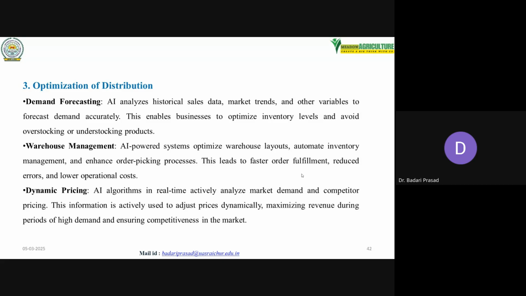So both are using these dynamic pricing technologies. Nowadays, even the bus operators are also using this dynamic price system. But in agriculture, these algorithms in real time actively analyze the market demand and competitor pricing. So this information is actively used to adjust prices dynamically, maximizing the revenue during periods of high demand and ensuring the competitiveness in the market.